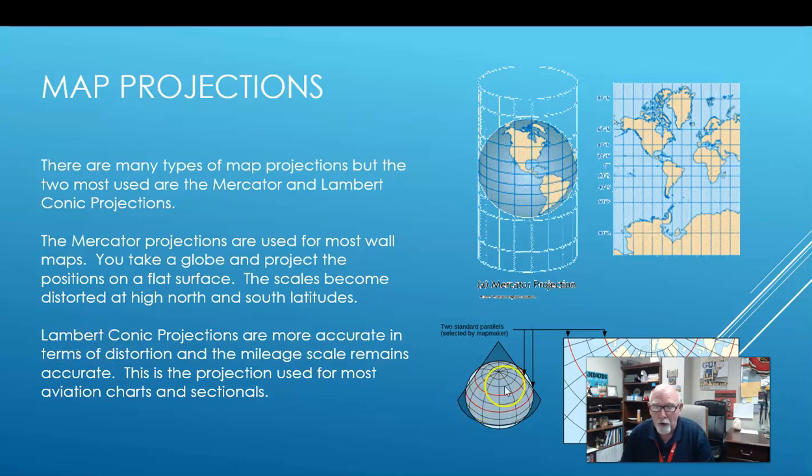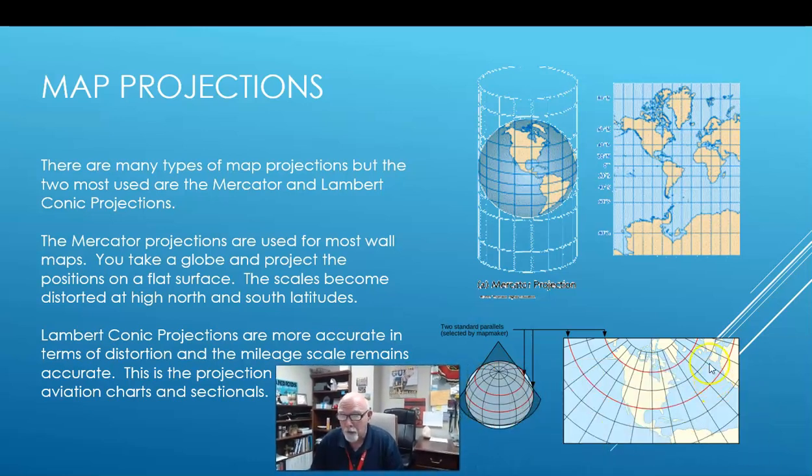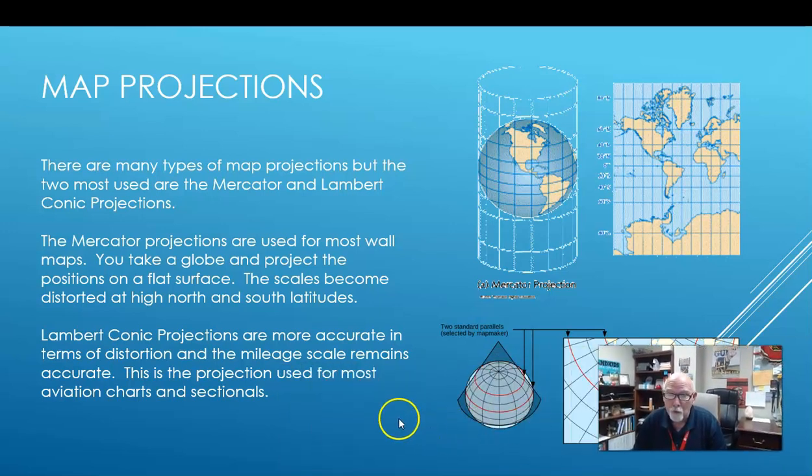The Lambert conic projection right here is where you're basically taking a cone and putting it on the sphere. So if you look at it from above, it looks like this. Our aviation charts and sectionals, basically because they only take one little spot on the Earth, especially like the Charlotte sectional, which only covers North and South Carolina, are in fact Lambert conic projections, which really increases the accuracy.